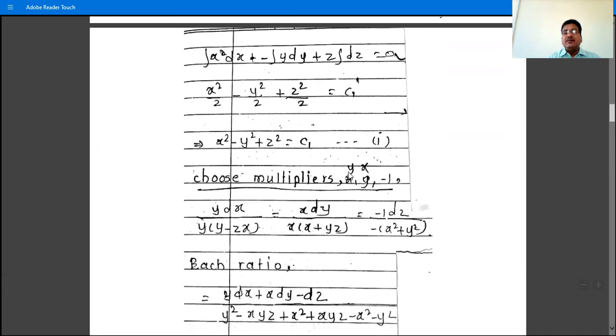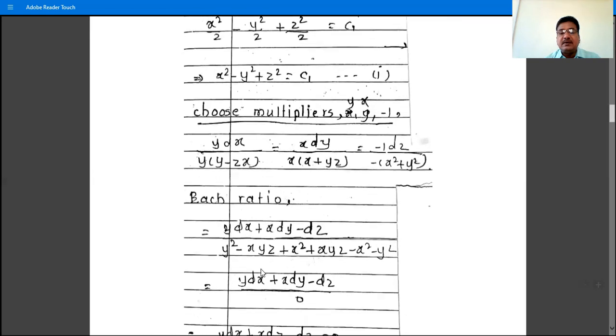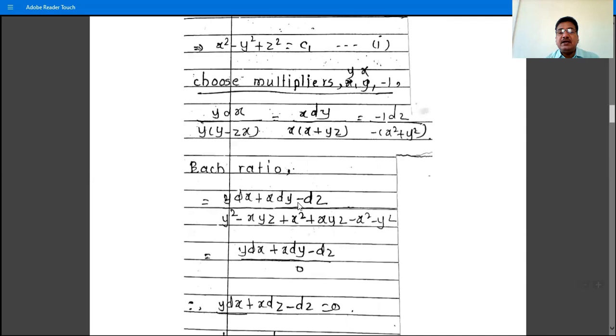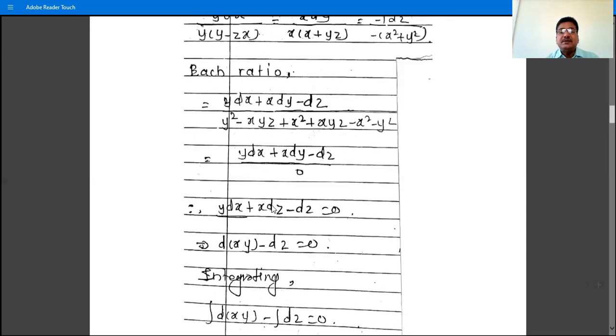Then choose multipliers y, x, and minus 1. Again, these multipliers are linearly independent with respect to the first multipliers. And so we have, don't write this step, directly write this step. Each ratio is equal to y dx plus x dy minus dz, divided by multiplying by y and x and minus 1. The answer of this denominator is 0. And therefore we have y dx plus x dy minus dz equal to 0.